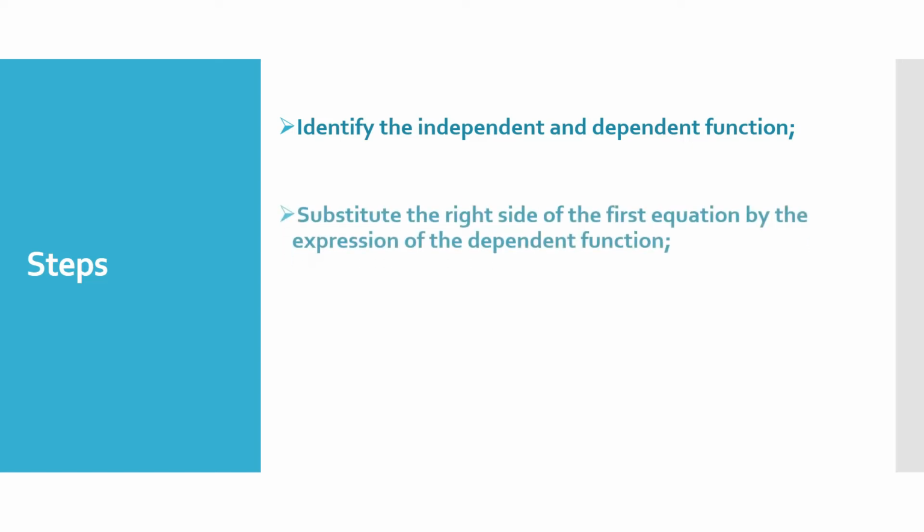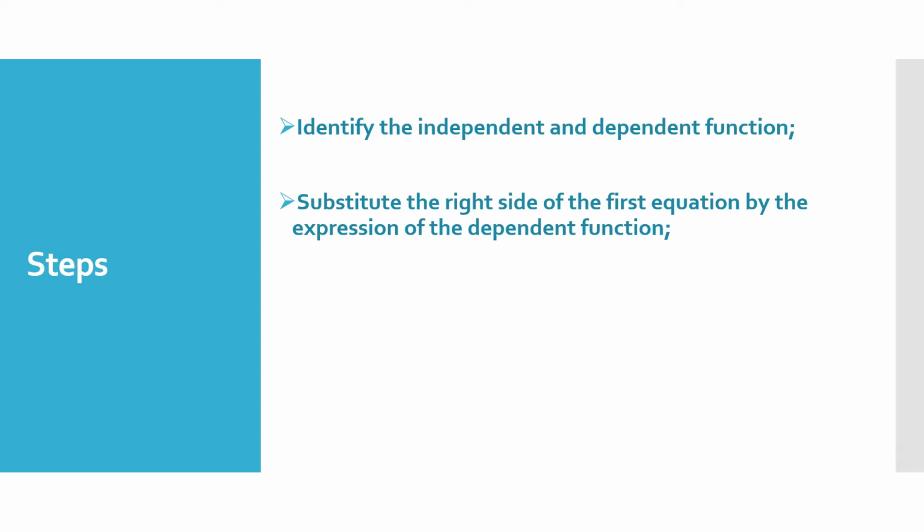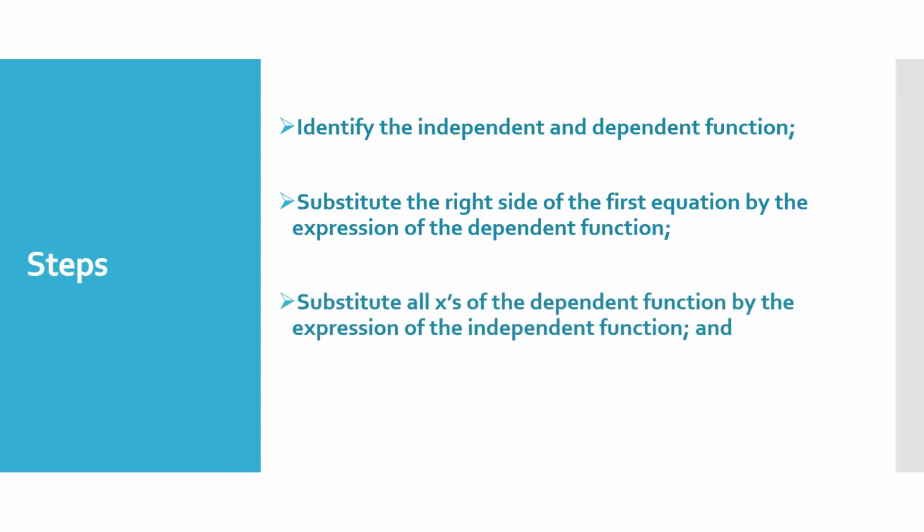Now, these are the steps in solving the composition of the given function. First step is to identify the independent and the dependent function. Second step, substitute the right side of the first equation by the expression of the dependent function. Third step, substitute all x's of the dependent function by the expression of the independent function. And fourth step, simplify the expression.